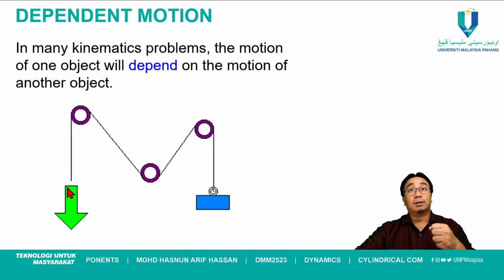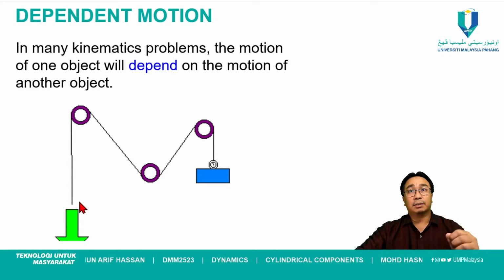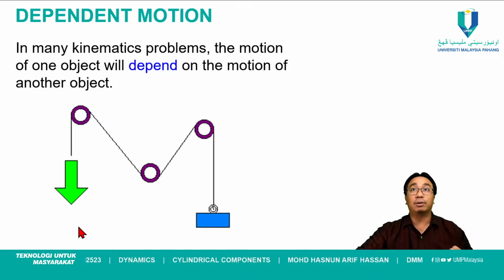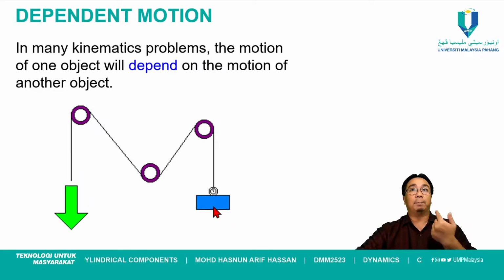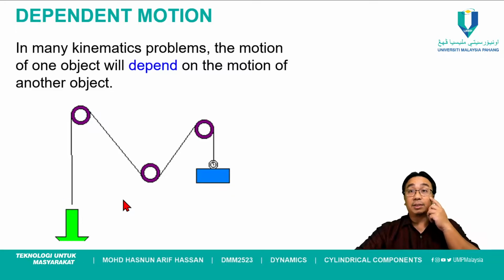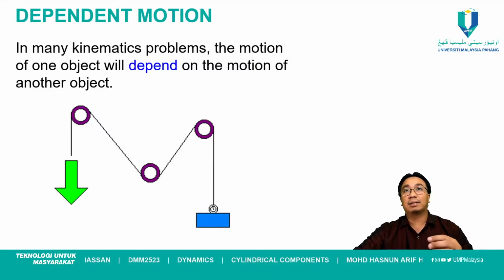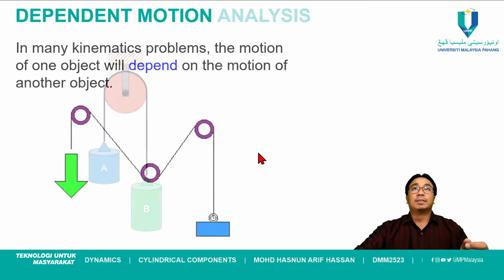Okay, so in this case, the pulling force yang color hijau ini is pulling down, which will cause the object color biru to move up. Okay, so now the objective of this chapter is to find out what is the velocity, what is the acceleration of these 2 items dekat sini. Okay, alright.